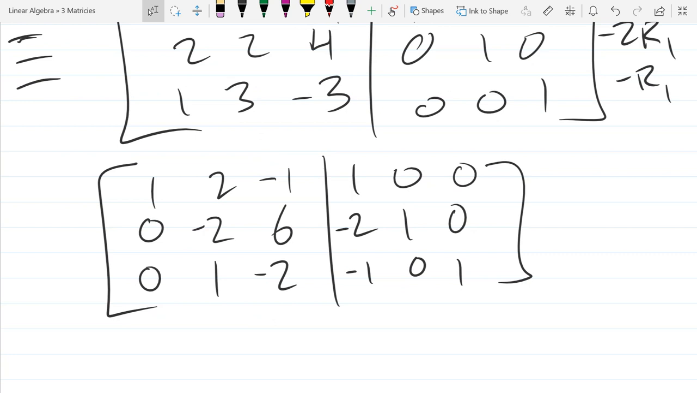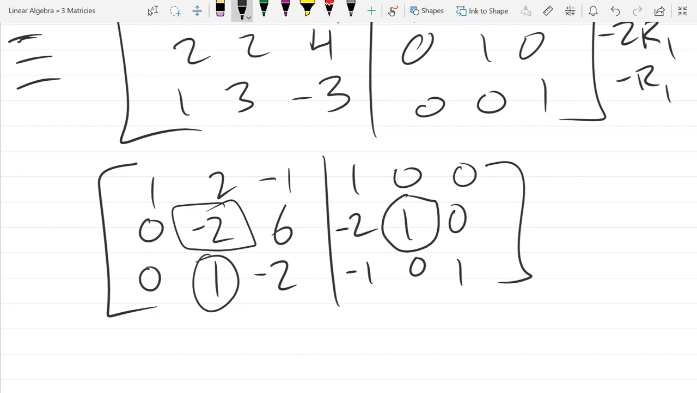So we finished column one. We're into column two. I'm going to use the third row to knock out everything else in column two. So I'm going to use the one instead of, I could have taken the negative 2, multiplied by negative 1/2, but that would give me a fraction right there. So I don't like fractions. Let's avoid them.